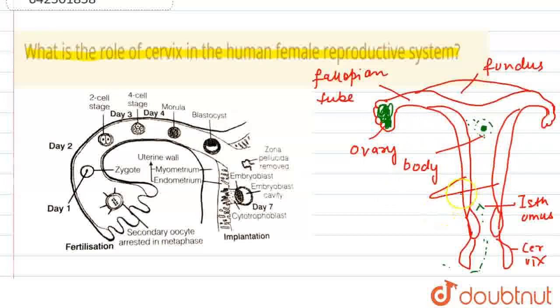Now this is about the human female reproductive system, right? So here I'll mark in the diagram. The ovum is produced on day 1, then on day 2 from the fallopian tubes it is moving, then blastocyst formation takes place, right? And then implantation takes place in the uterus body, right? This is how it goes.